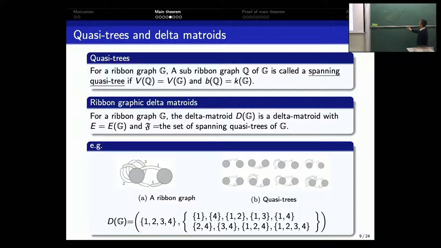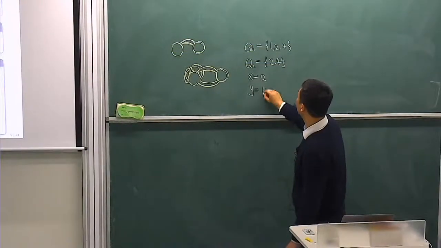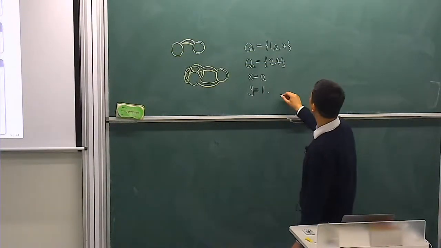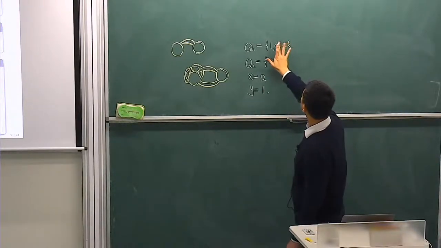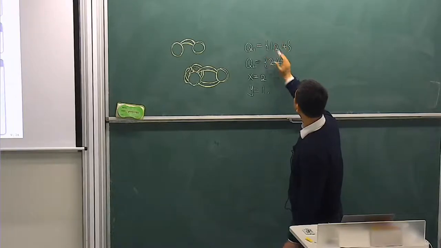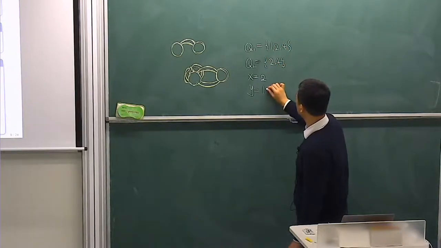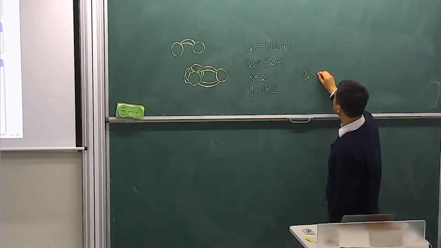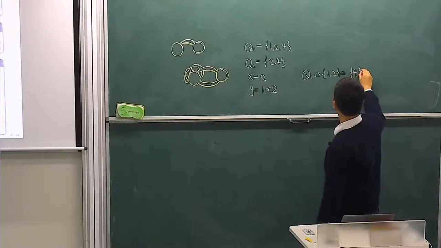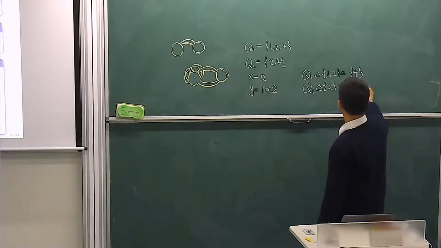Then I can pick my Y to be 1, or my Y to be the symmetric difference of this, yeah, or 2. Y is 1 or 2. And then Q1 symmetric difference of 1 and 2 is 4. And Q1 symmetric difference with 2 is 1, 4.